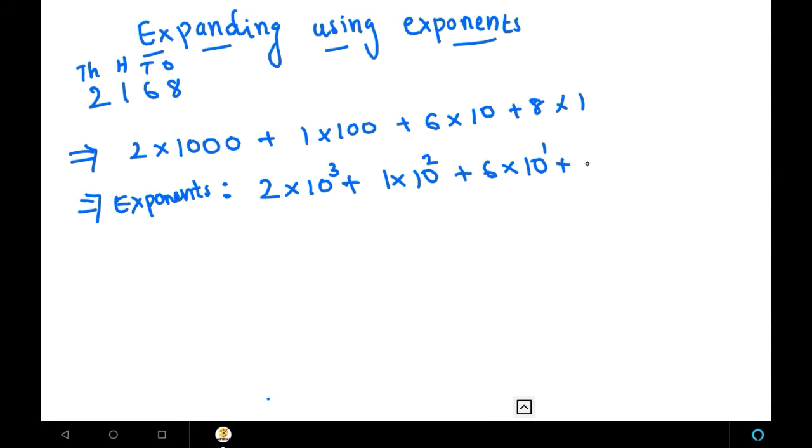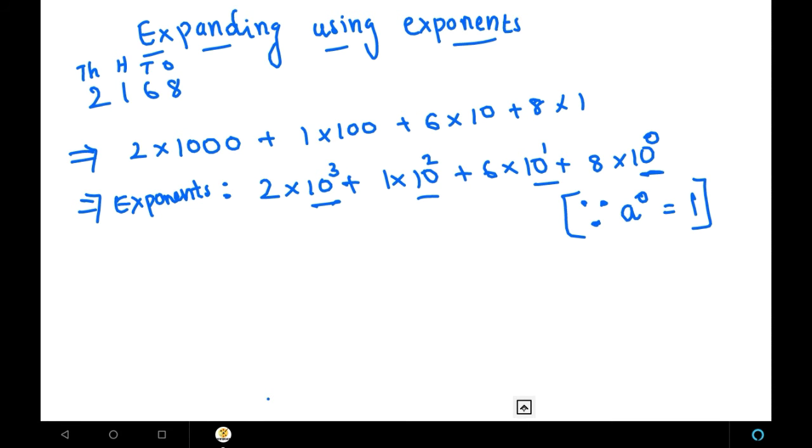Let us continue this. 8 into 1. We can write 1 as 10 power 0, because we know that anything power 0 is 1. So 10 power 0 is also 1, right? As we are taking everything as base 10, we should take the 1 also as base 10. So we write 10 power 0 as 1.